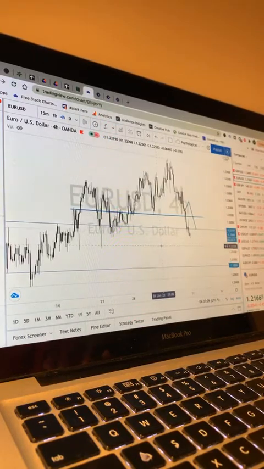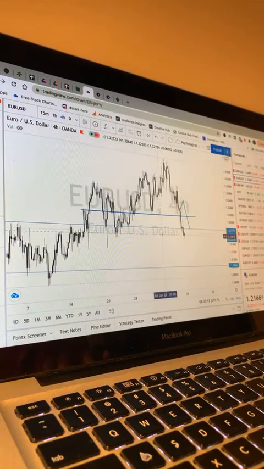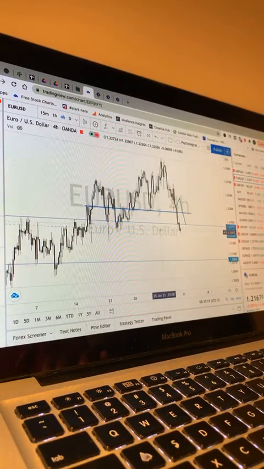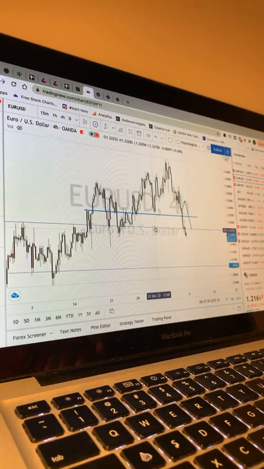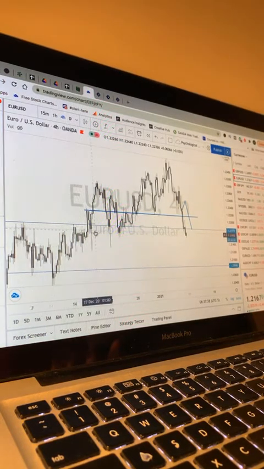For EURUSD, around this area where it's at right now, I am going to be watching to see where it goes from here. It is at 1.2167 as we speak. And I noticed that every time price comes around to the 1.2160 to 1.2180 area, it's been creating these long wicks in the past.